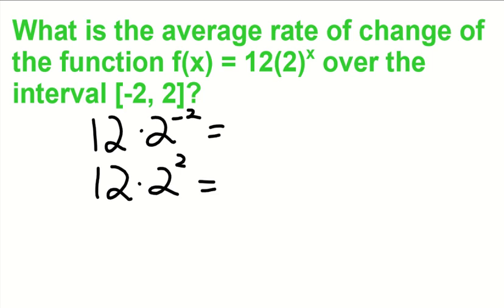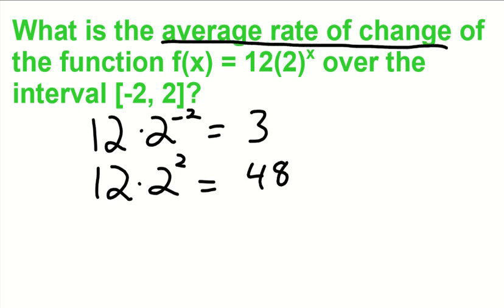Who thinks I got it? Yeah, 11.25 is correct. All right, so you take your function, you plug in the -2, you plug in the +2. When you put -2 in, you get 3. When you put the 2 in, you get 48.